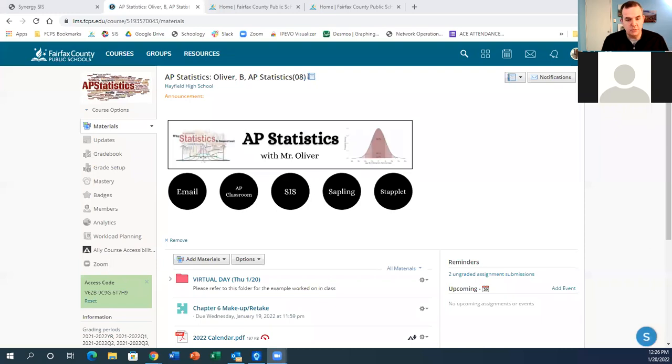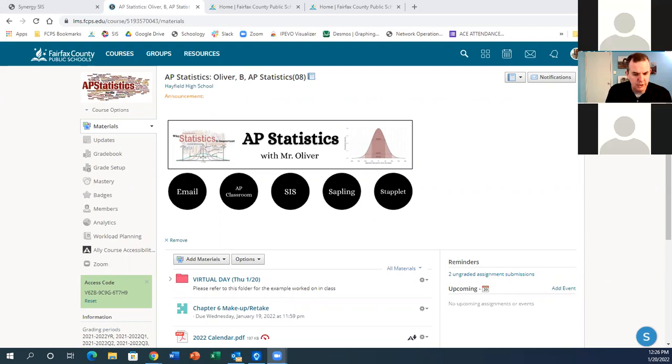What we're going to do today is a two-sample sampling distribution for proportions. I want to show you what we've got. Make sure you all see the screen, our Schoology page. We're in this folder, Virtual Day, and everything I'm going to be doing is in here.